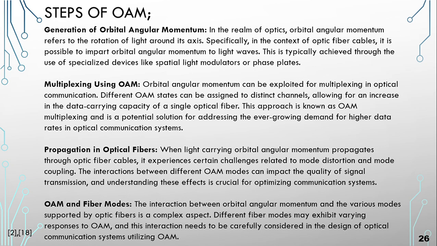First is the generation of orbital angular momentum. In the realm of optics, orbital angular momentum refers to the rotation of light around its axis. Specifically, in the context of optical fiber cables, it is possible to impart orbital angular momentum to light waves. This is typically achieved through the use of specialized devices like spatial light modulators or phase plates.